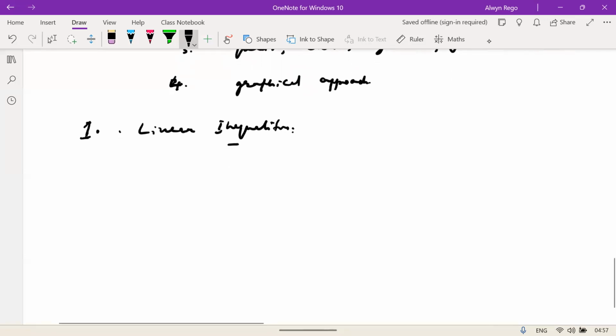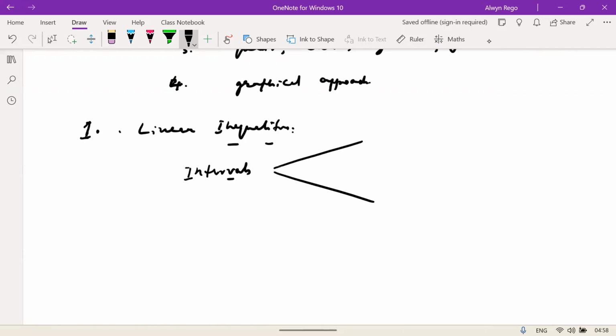Before we begin, let's see some of the notations, symbols, etc. Intervals. Intervals are of two kinds. One is closed, and the other one is open. And we also have something called semi-open and semi-closed. That just comes in closed and open.